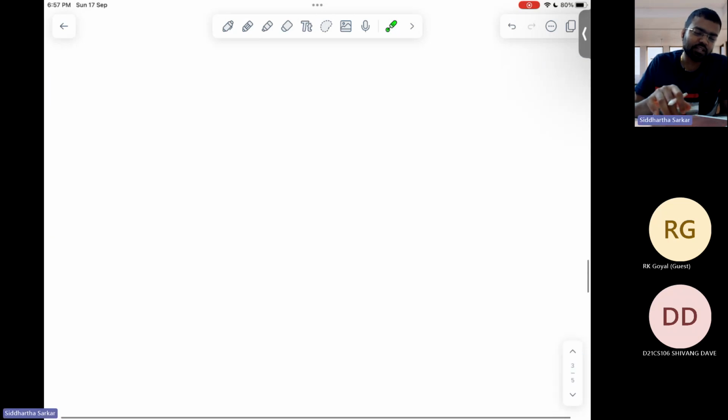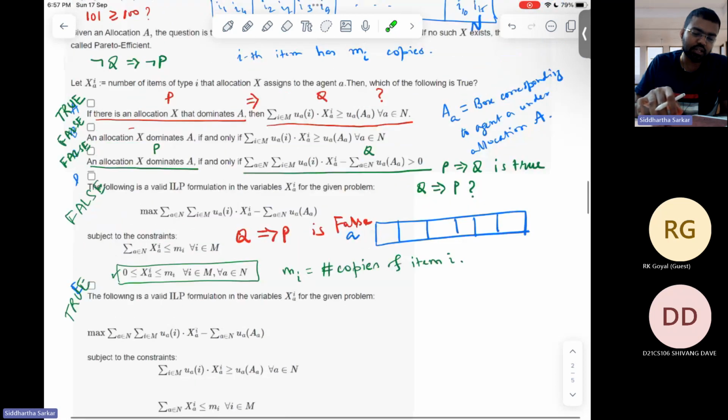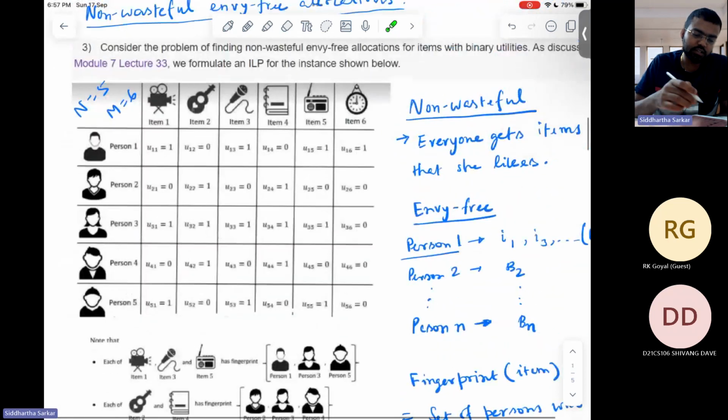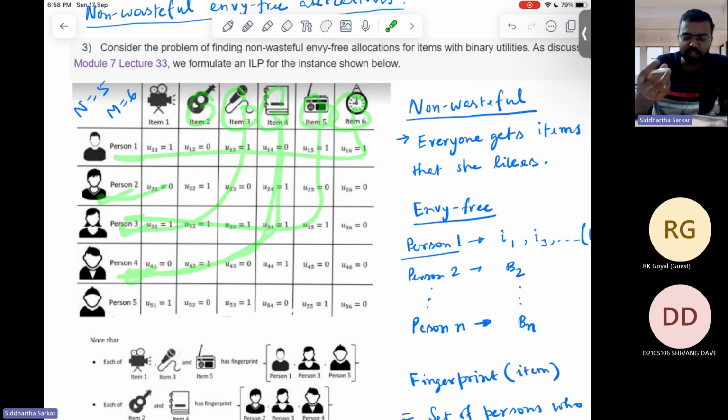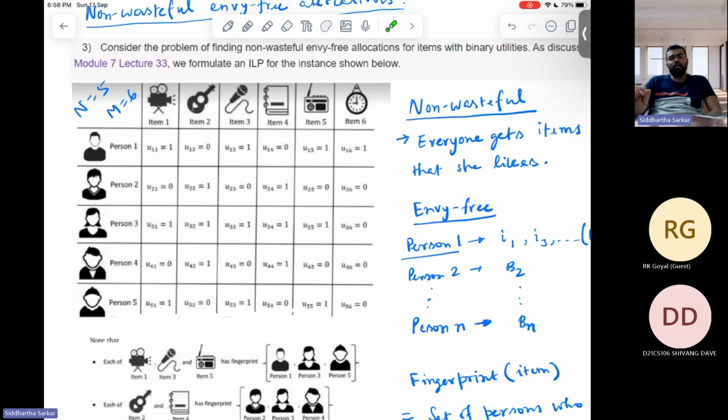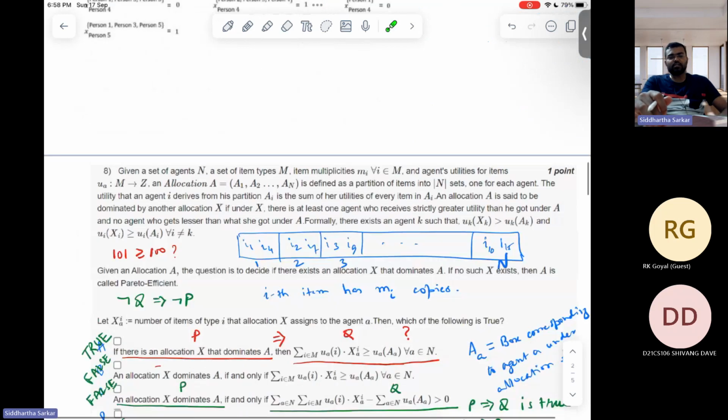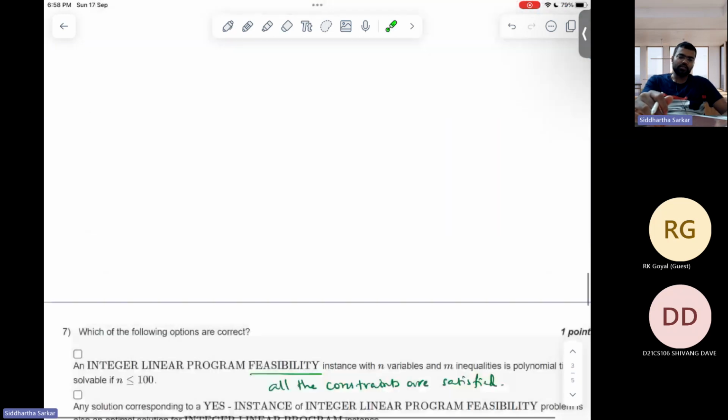Like in this case, if somebody can give us an allocation and says that, okay, you give the camera to the first person, you give the guitar to the second person, you give the mic to the third person, item four to the fourth person, radio to the third person, and notebook to the first person. So this is a valid allocation, but we do not know whether this is the best allocation. So any valid feasible solution is an instance for the integer linear program feasibility question.